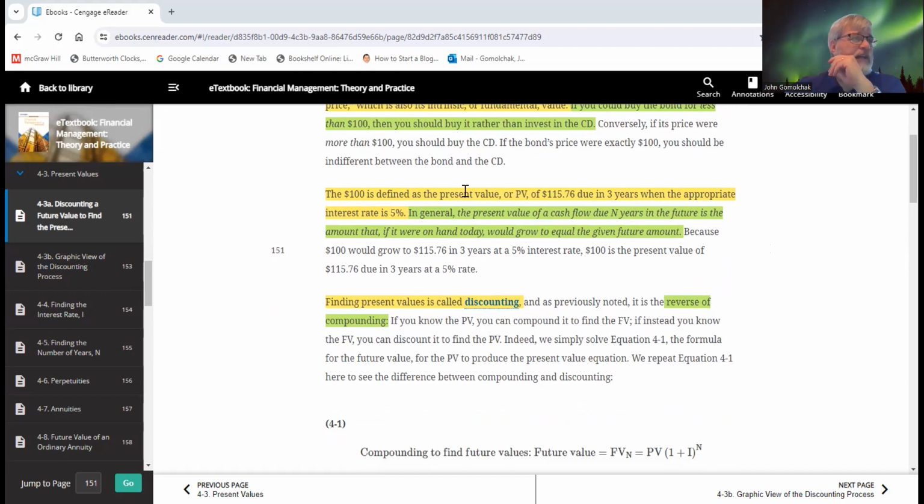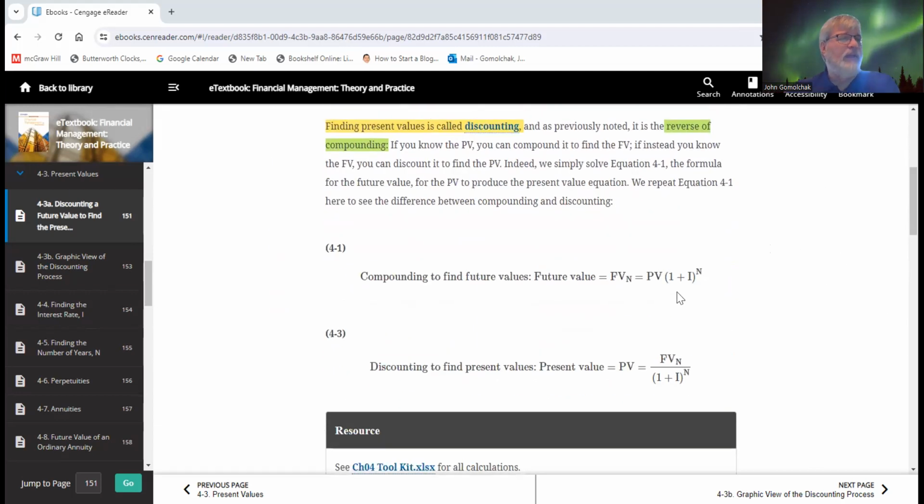The $100 is defined as the present value, or PV, of 115.76 due in 3 years at a 5% investment or discount rate. So in general, the present value of a cash flow due N years in the future is the amount that, if it were on hand today, would grow to equal that future amount. It's called discounting. It's the reverse of compounding. You want to have a formula? Here's the compounding formula. Here's the discounting formula.